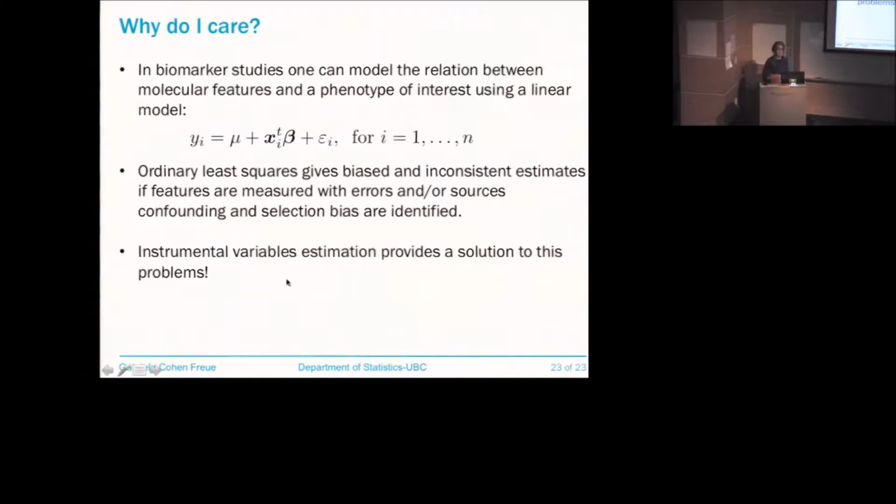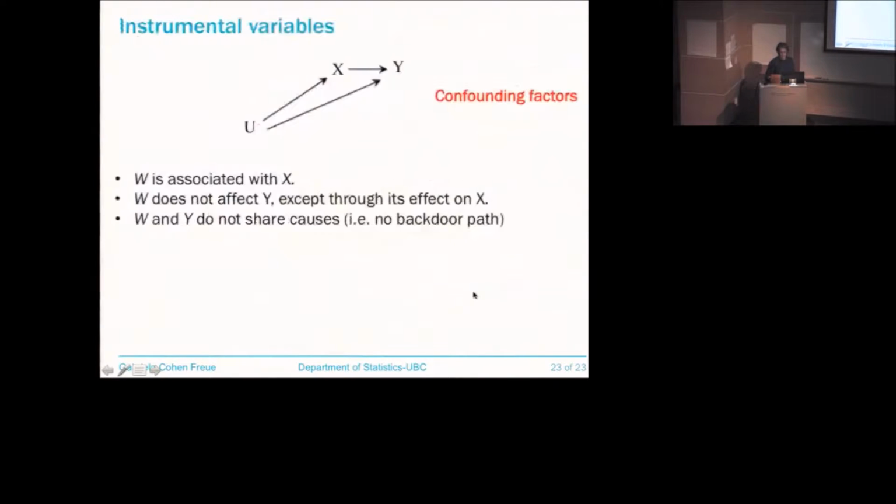There's a technique in statistics called instrumental variables estimation. In fact, it came mostly from economics, that provides a solution to this problem. So borrowing that idea, I'm going to show you here a very simple example of a confounding factor. When we are looking at the relation between a feature X and a response Y, sometimes we have these confounding factors. Sometimes we measure the confounding factors, sometimes we do not.